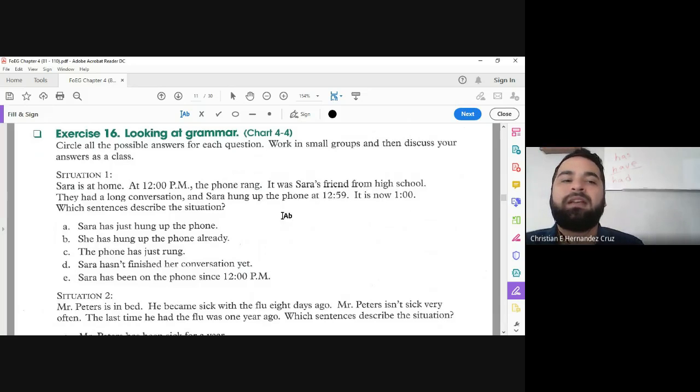Which of these statements describe this situation best? Is it A, Sarah has just hung up the phone? B, she has hung up the phone already? C, the phone has just rung? D, Sarah hasn't finished her conversation yet? Or E, Sarah has been on the phone since 12?